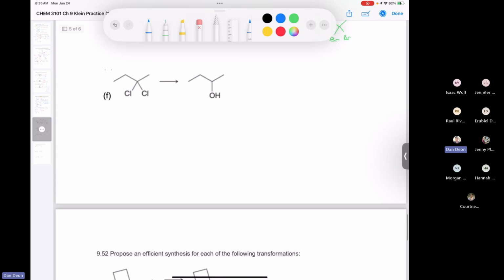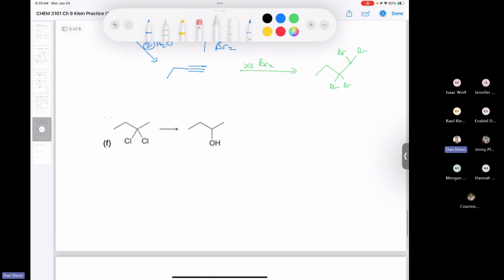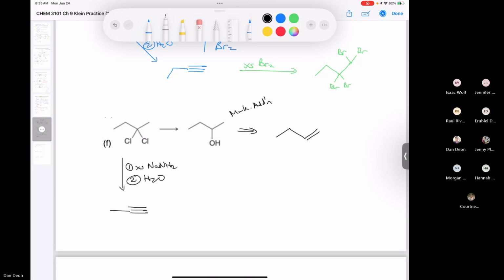We have an alcohol here, and so we could make that alcohol by a Markovnikov addition of water to 1-butene. Right, so we just have to do Markovnikov addition here. And so we already know how to make the terminal alkyne. We treat it with excess sodium amide followed by H2O, and that's going to give us 1-butyne.